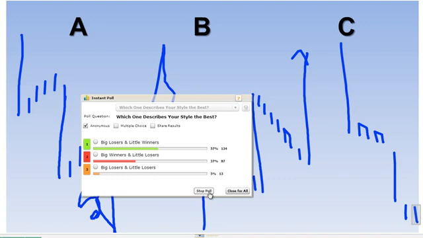All right. So we're going to stop the poll. 56% of you have big losses and little winners, so it's kind of hard to make money. 37% of you have big winners and little losers. That's a better way to trade. 5% of you have big losers and little losers. That's a hard place to be. That's a tough one.